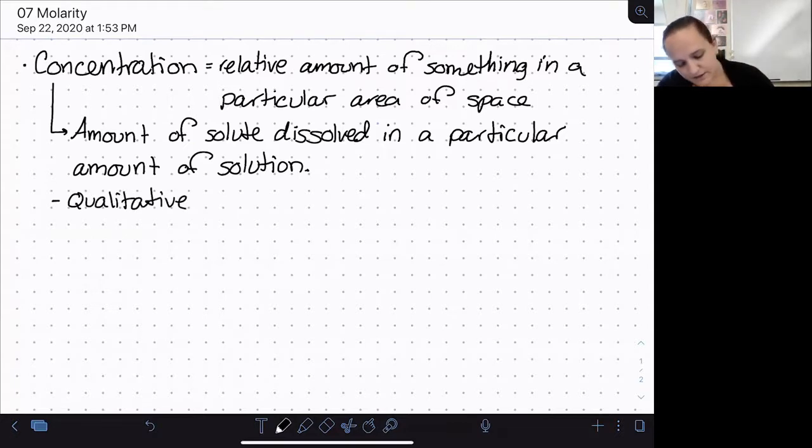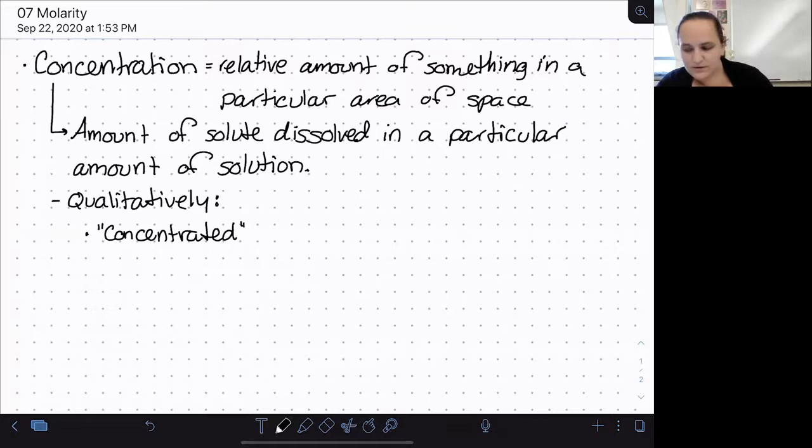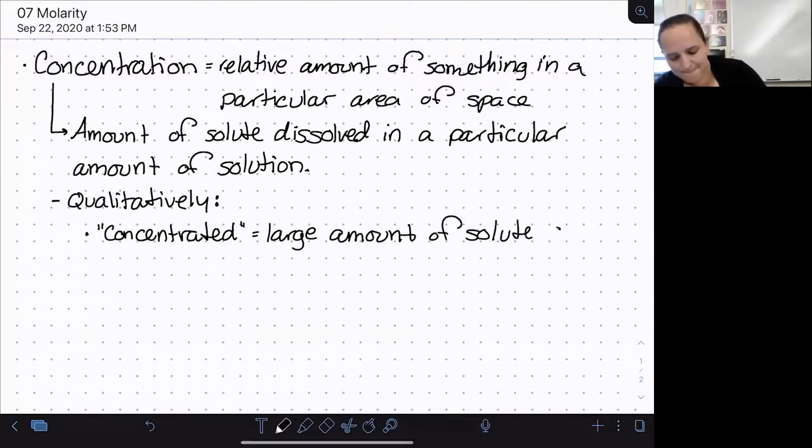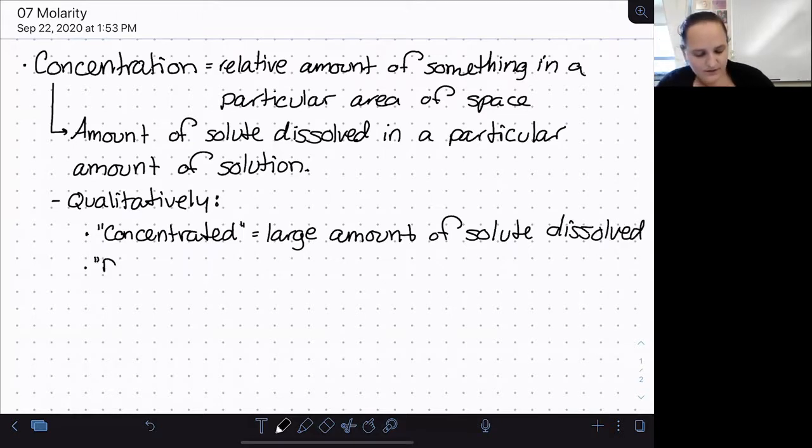So qualitatively, we can say that a solution is either concentrated or dilute. So something is considered concentrated if there is a large amount of solute dissolved, and something is considered dilute if there is a small amount of solute dissolved.